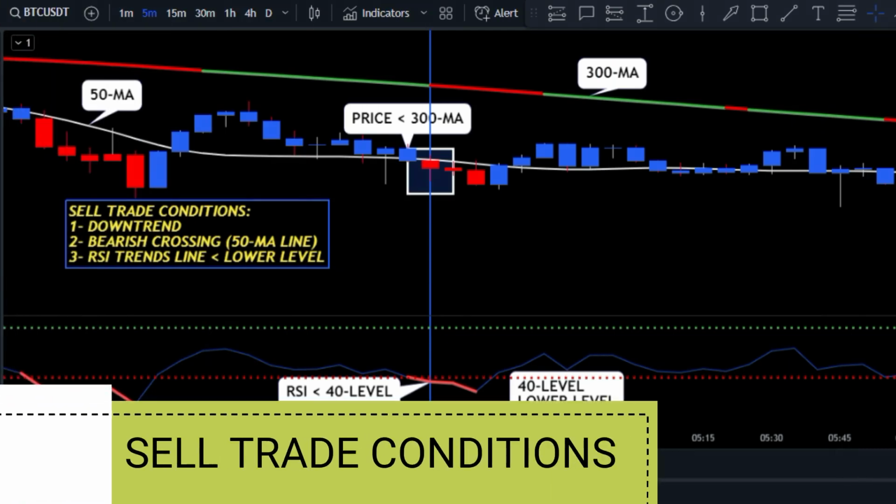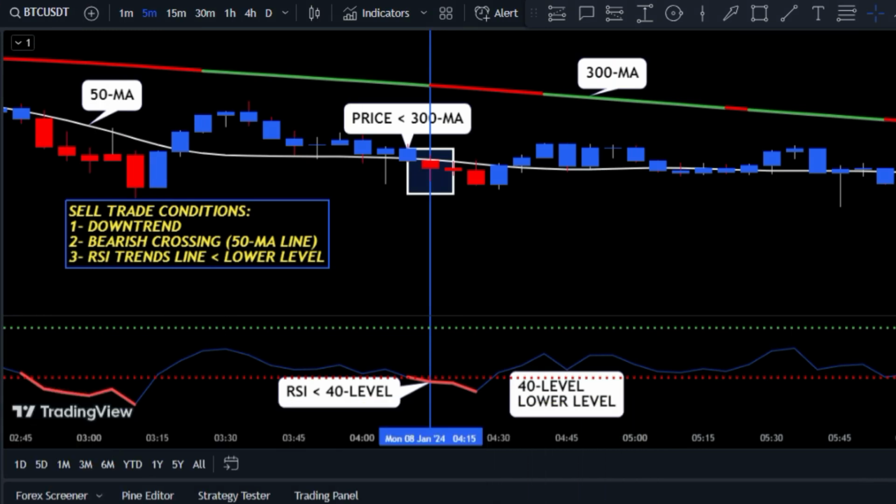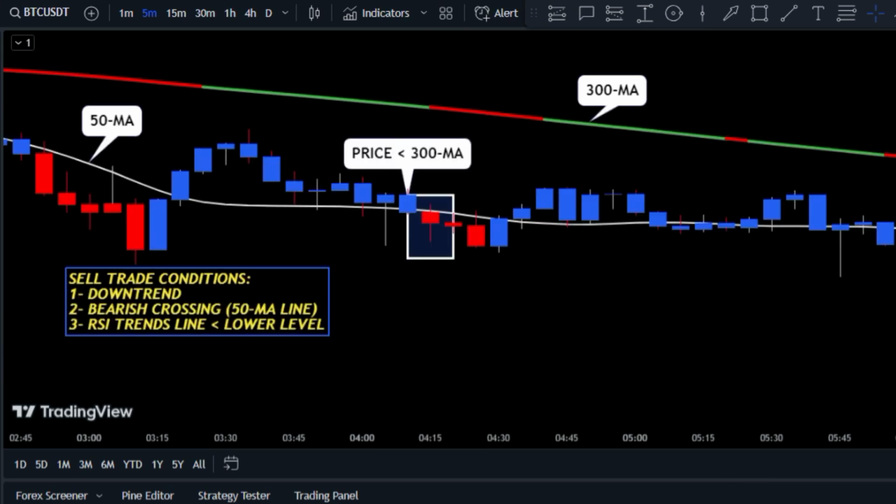And to enter a sell trade, here are three key conditions we need to satisfy. First, we need to ascertain that we're in a downtrend. Secondly, we should be vigilant for a bearish crossover of the 50 moving average. Lastly, we need to ensure that the RSI trends indicator is colored red and is positioned below the lower level. Once these three conditions align, we're all set to enter a sell position.